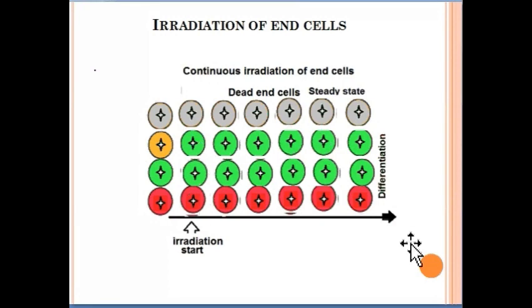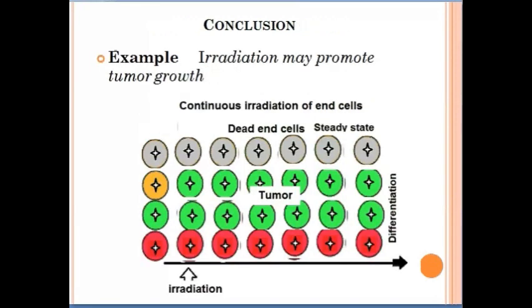So, conclusion, this experiment shows that irradiation may promote tumor growth, because these greens are actually tumor, and their abundance is now increased because we irradiated the end cell.